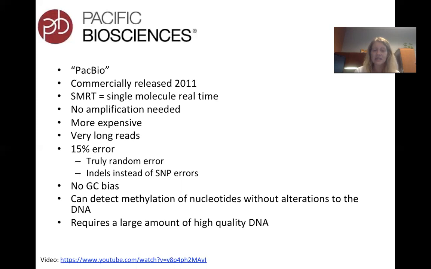Very little GC bias. And another cool thing is, because of the way the chemistry works, you get the methylation status of each DNA nucleotide for free. So you don't have to do anything different in your library prep. You just do PacBio sequencing and you get whether the nucleotide is A, C, T, or G, and you also get the information about whether or not that nucleotide is methylated, which, if that's something you're interested in studying, is nice. Also worth noting, it requires a large amount of high quality DNA. So if you're working with degraded samples or very low quantity RNA or DNA samples, this can be not the best platform for you.